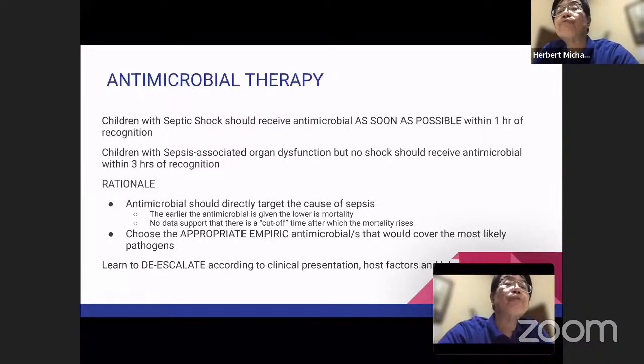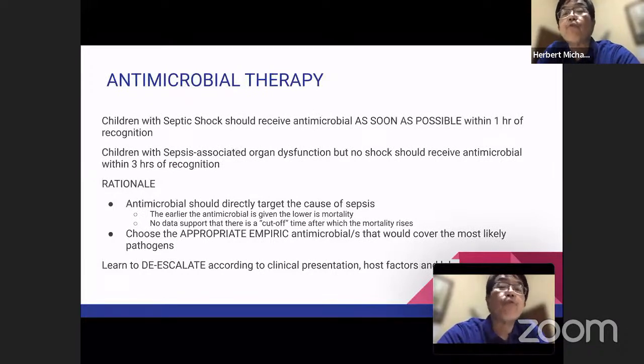Children with septic shock should receive antimicrobials as soon as possible, within the hour of recognition. Children with sepsis-associated organ dysfunction, but not in shock, you have 3 hours to give the drug. The rationale is that antimicrobials should directly target the cause of the sepsis, and there is no data to support that there is a cutoff time after which the mortality rises. But they know that if you are suspecting sepsis as the cause of the shock, give it within 1 hour.